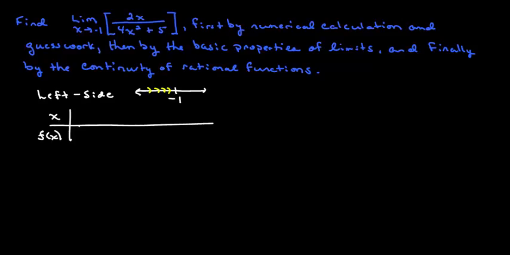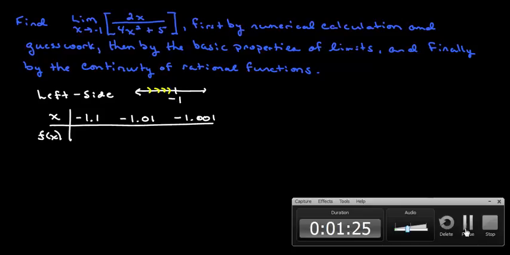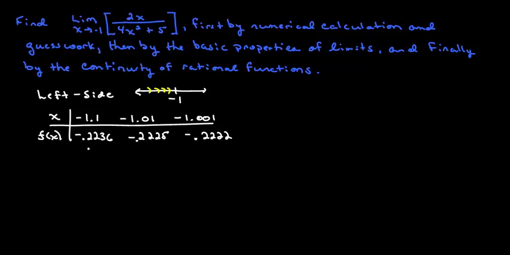So let's go -1.1, -1.01, and -1.001. And so what we're going to do is take each of these and plug them into this function. So I'm going to go ahead and pause and grab those numbers here for you. So here are the values that I obtained on the calculator, and I went up to 4 decimal places.